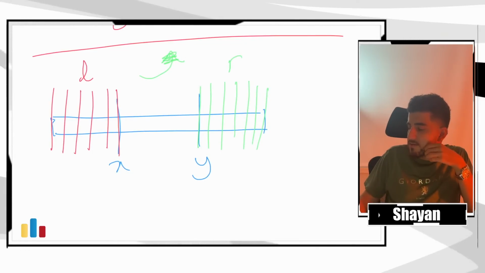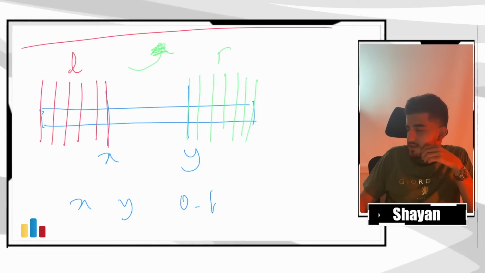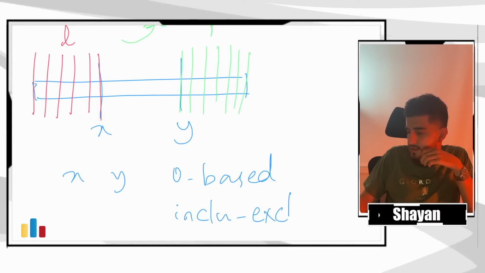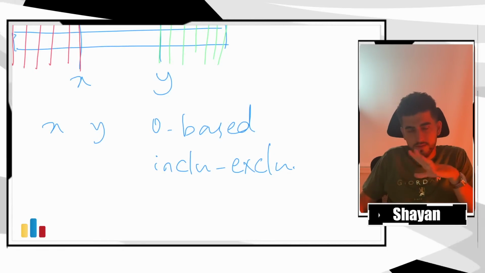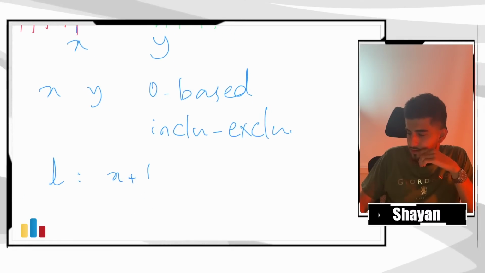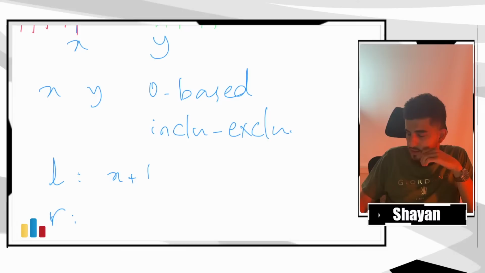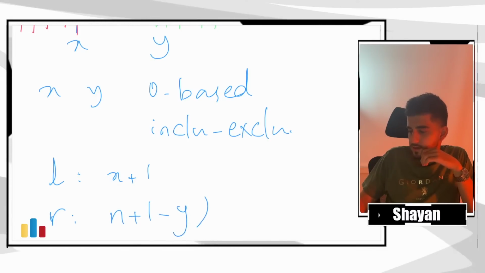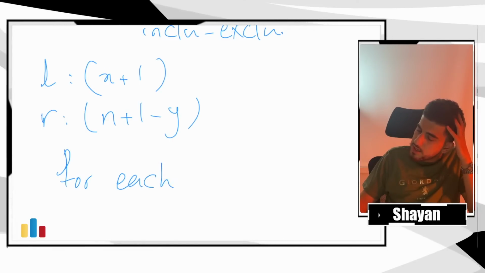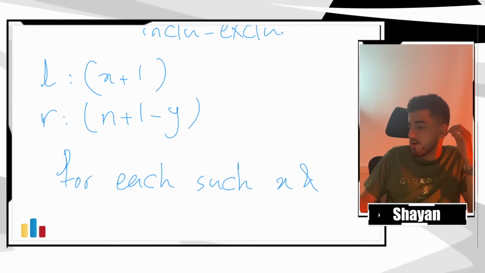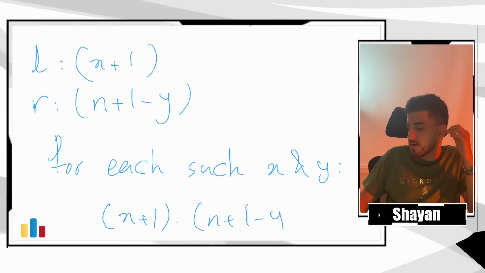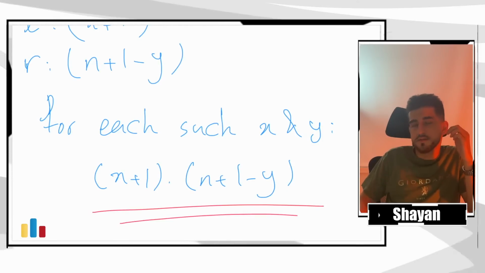So if we assume that X and Y are zero-based indexed and inclusive exclusive, so it has X itself but it does not have Y itself, then the number of possible L's is going to be X plus 1. The number of possible R's is going to be N plus 1 minus Y. So for each such X and Y, we need to calculate (X plus 1) times (N plus 1 minus Y). We need to sum up these values.